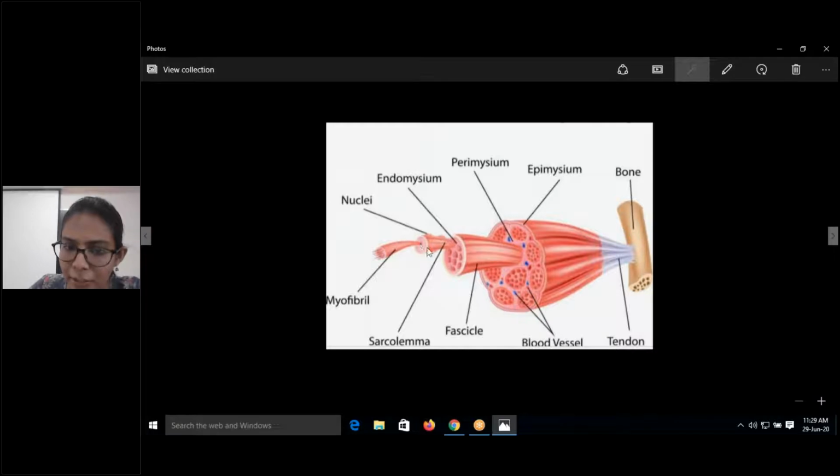Myofibril is the smallest part, the most inner part of the muscle. The myofibril, the inner one, is surrounded by endomysium, and the group of myofibrils making up the fascicle is surrounded by perimysium, and the group of fascicles is surrounded by epimysium, which together constitutes the muscle. So you remember this, right?